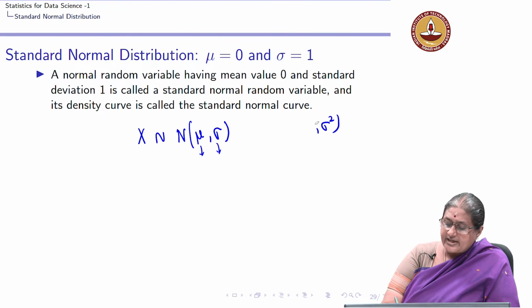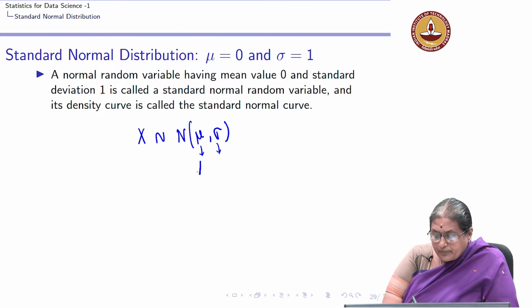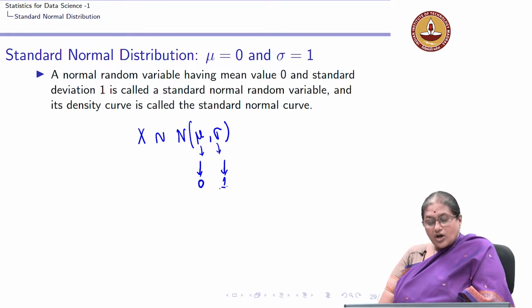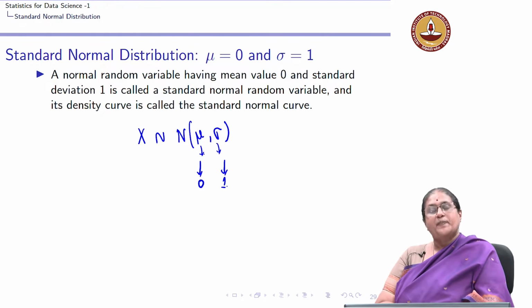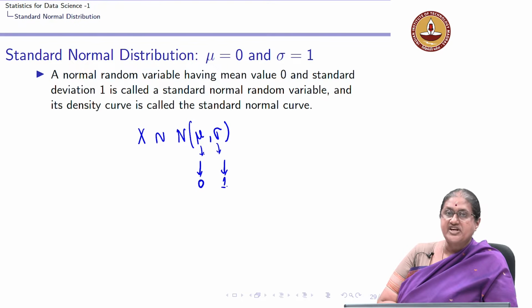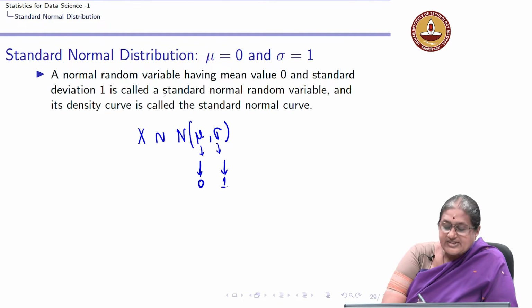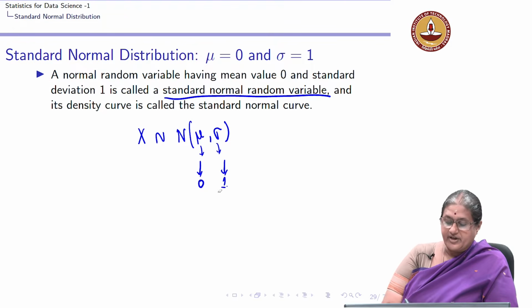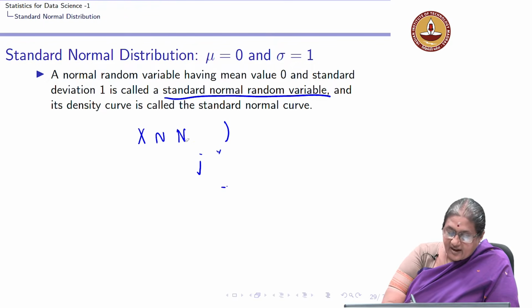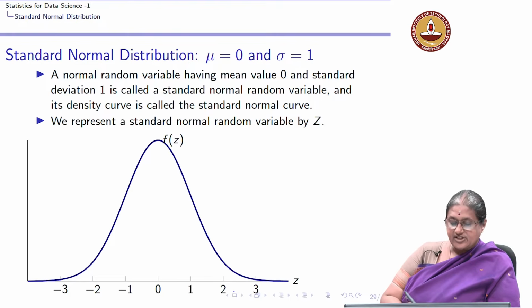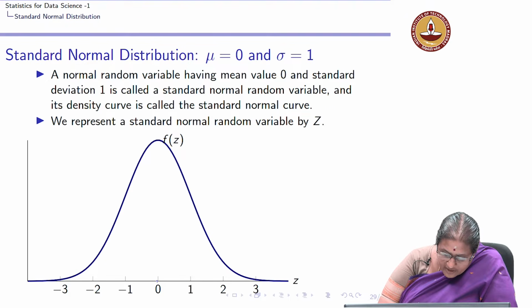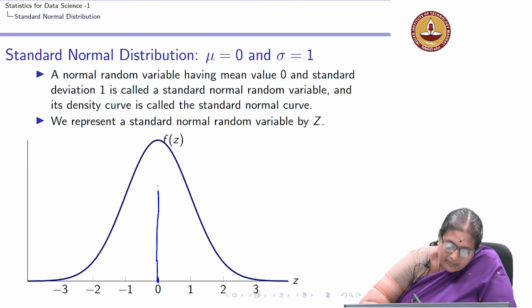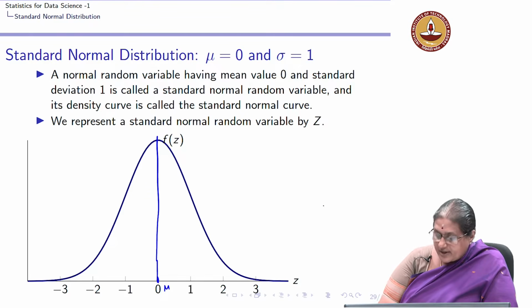I define a standard normal variable if mu is equal to 0 and standard deviation equal to 1. So, a normal random variable having an expected value 0 and standard deviation equal to 1 is referred to as a standard normal random variable. And the density curve is going to be called the standard normal curve. We have already seen that there is going to be a bell shape. The only thing we need to notice here is the mean, which is equal to 0. This is going to be my mean, mean is equal to 0, sigma equal to 1.